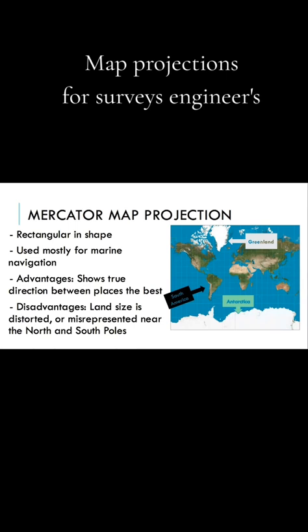So when we want to think about what the size of continents are, this isn't the best map projection for us. Also, if you look at Antarctica, which is to the south on our map projection, it looks rather large. And again, this is because it is distorted by its size. So advantage, true direction, disadvantage, land size, not accurate.